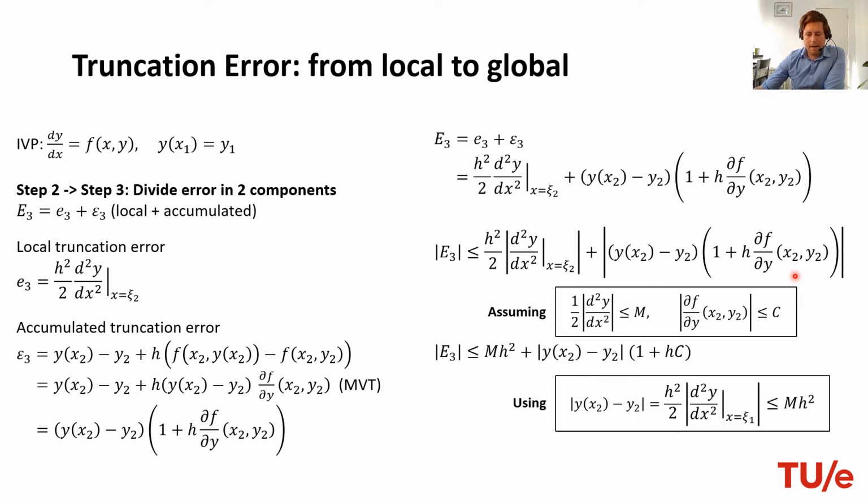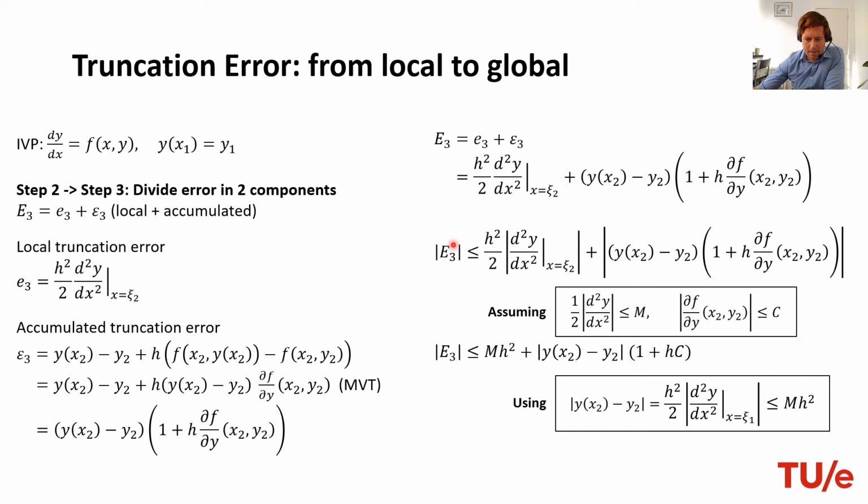But let's make an assumption here. So a first assumption is that, well, let's say that the second derivative of y with respect to x can be said to be smaller than a number M, where the number M is, well, some non-infinite constant. It can be large, but it's non-infinite. And let's also say that this derivative of f with respect to y is smaller than some constant C.